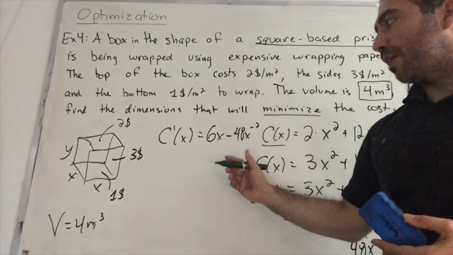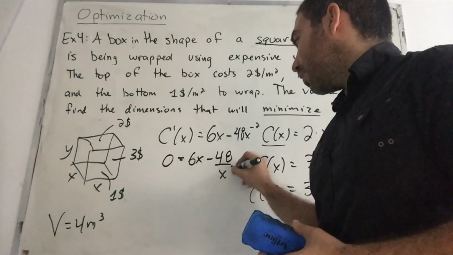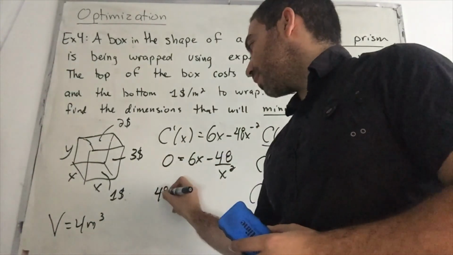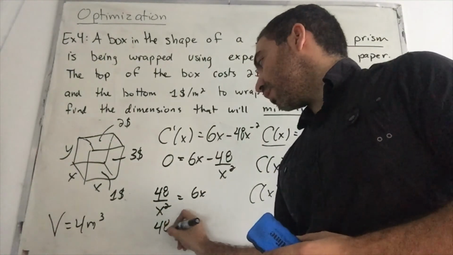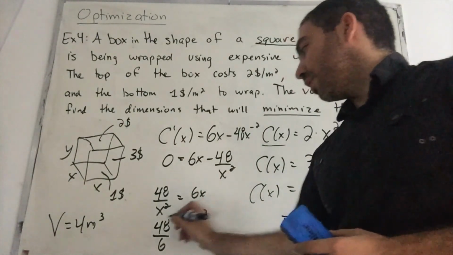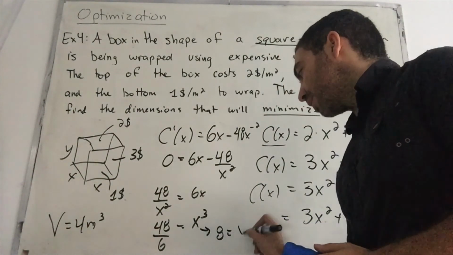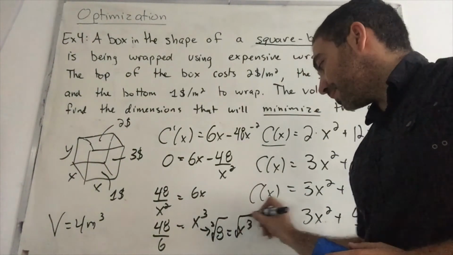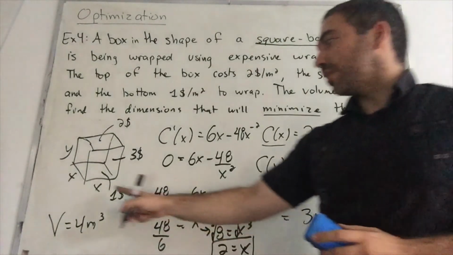Okay, so we get this, and we set the derivative equal to 0. 6x minus 48 over x squared equals 0. We bring the negative 48 over, giving us 48 over x squared equals 6x. Cross multiply, giving us 48. I'm going to divide by 6 right away, and multiply the x squared on top, giving me x cubed. 48 divided by 6 is 8, so 8 equals x cubed. And lastly, we have to find the value of x by cube rooting both sides, giving us 2. So x equals 2. The value of x here is 2.